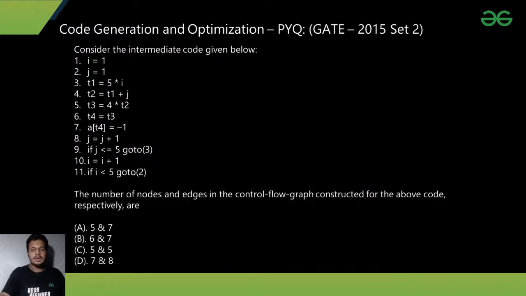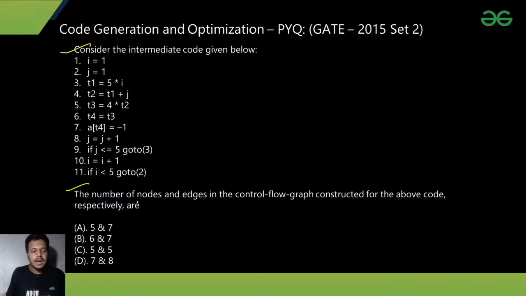Fine. Now I am going forward to another question. This question is taken from GATE 2015 and it is also a set 2 question. So let's see. The question is: consider the intermediate code given below, with some go to statements in it. What are the number of nodes and edges in the control flow graph constructed for the above code, respectively?